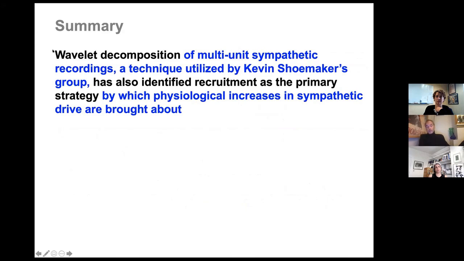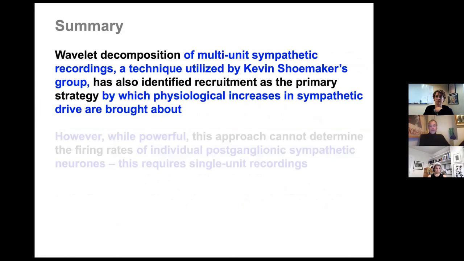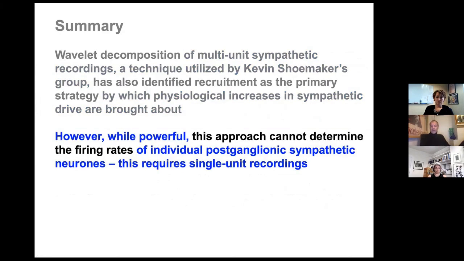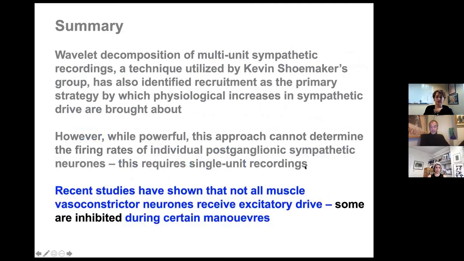Now, there's another approach. Kevin Shoemaker and colleagues popularized this wavelet decomposition of multi-unit sympathetic recordings. You can extract individual units and look at their recruitment properties. This is great, but it can't determine the firing rates, and for that you need single unit recordings. And recent studies by Philip Miller and colleagues have shown that not all muscle vasoconstrictor neurons receive the excitatory drive. Some are inhibited during certain maneuvers, and this is an exciting new area.